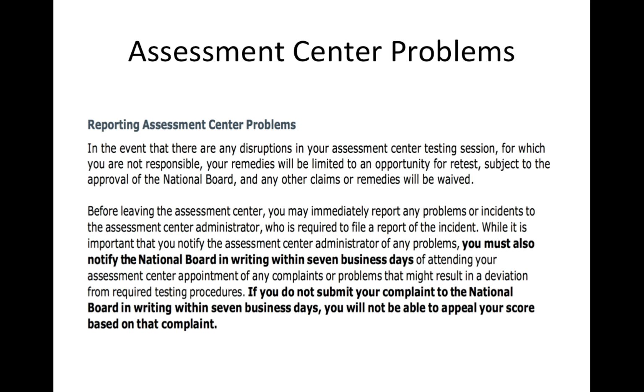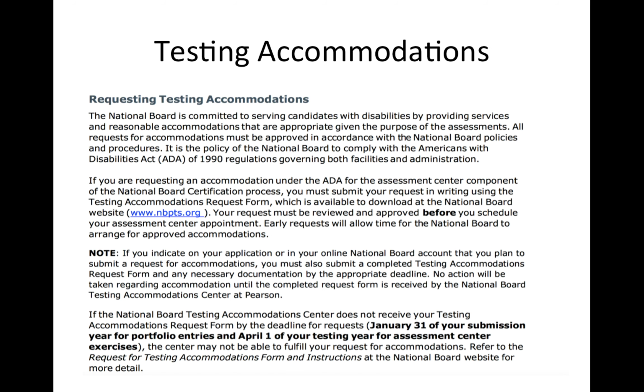Assessment center problems. Should you have any problem at the assessment center, raise your hand and tell them immediately, okay? You also must then notify the National Board within 7 business days. A lot of this will not apply to you right now, but we just want to make you aware of the fact that there is a protocol for all of this, and that when your time comes to register for the assessment center, you want to go back and review all of this information that is available in protocols. Testing accommodations, we talked about that earlier.